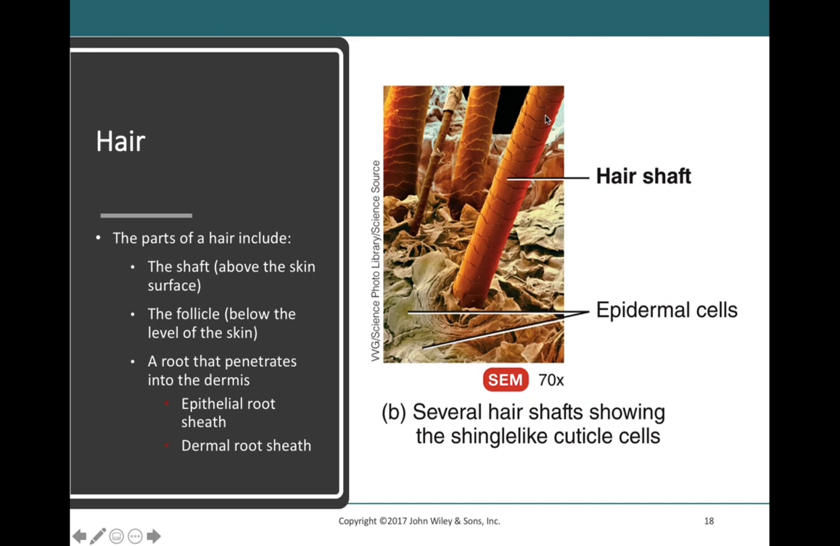So this is a picture from an electron microscope that we can see of hair. And you can also see the scalp and how flaky that is going to be. This is going to be the stratum corneum layer, this outermost layer, and this is going to be made up of dead cells as well.